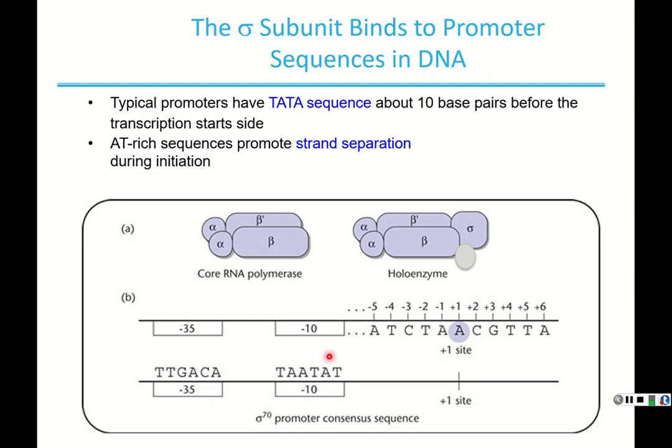Right, so that's the -10 site. There are also sites, in prokaryotes specifically, about 35 nucleotides upstream that are also important. And those are the up elements that the alpha subunits bind to.